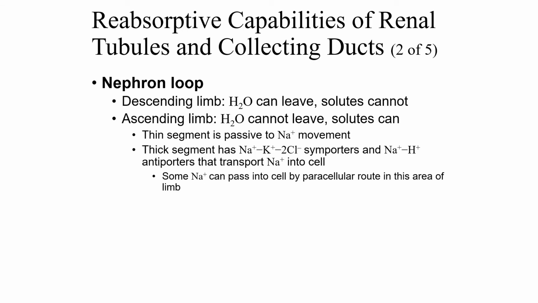In the nephron loop, in the descending limb, water can leave, but solutes can't. In the ascending limb, the water can't leave, but the solutes can. And this is helping to concentrate the filtrate to make urine, and to allow solutes to be reabsorbed back into the blood.